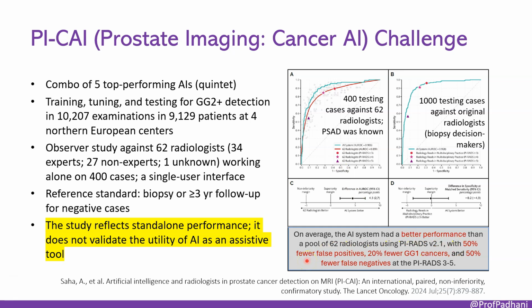Absolutely. Also, 20% fewer insignificant GG1 cancers picked up and 50% fewer false negatives at that PI-RADS 3 to 5 threshold. It really highlights the potential if it can be integrated effectively.